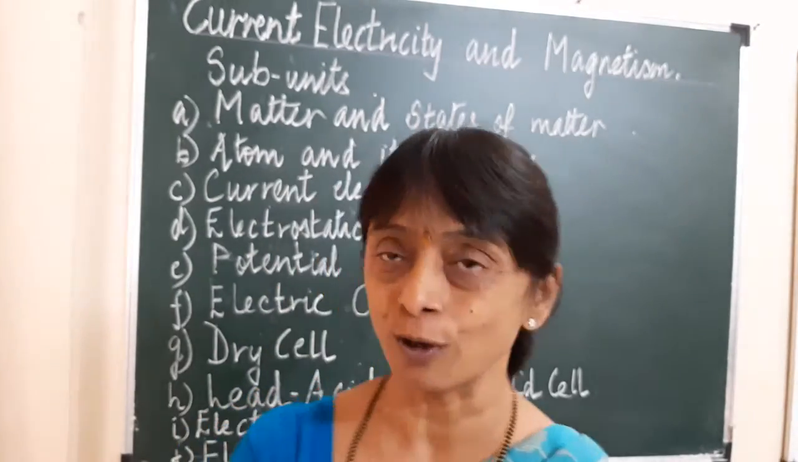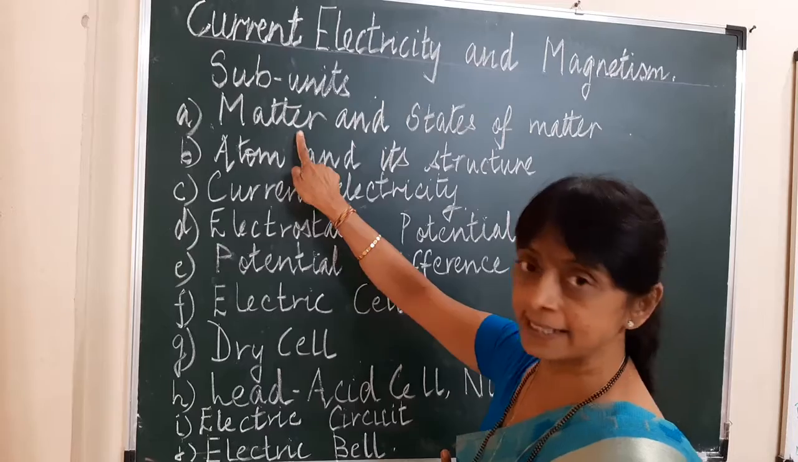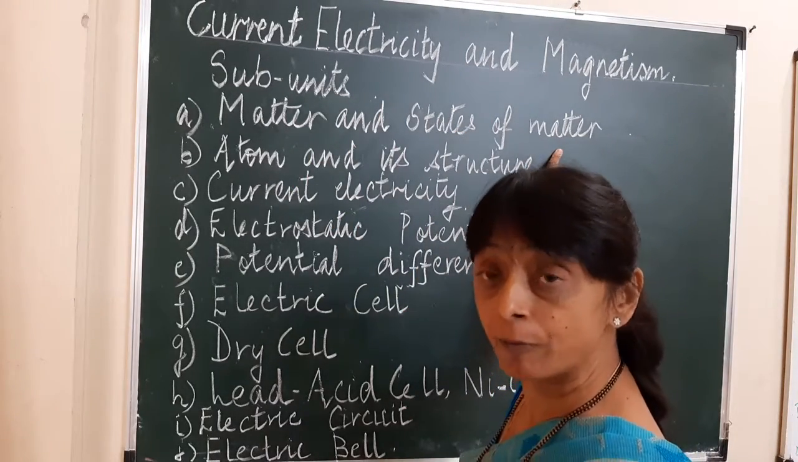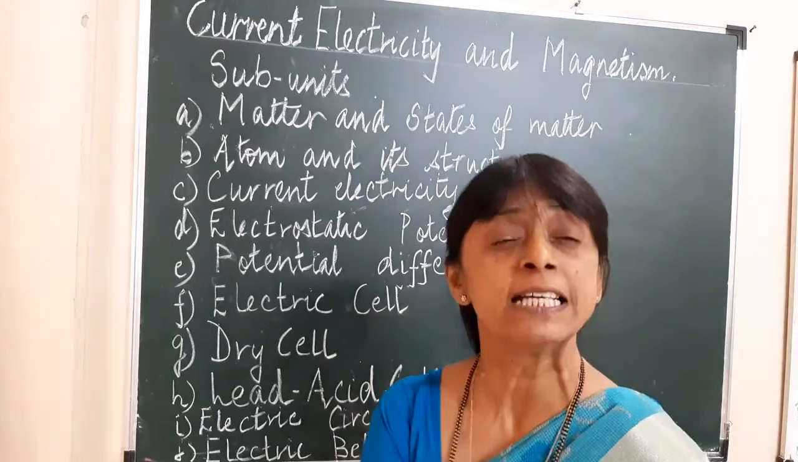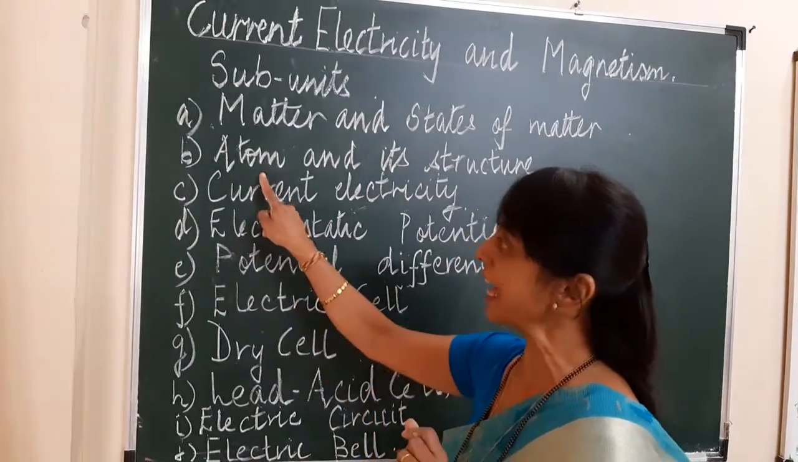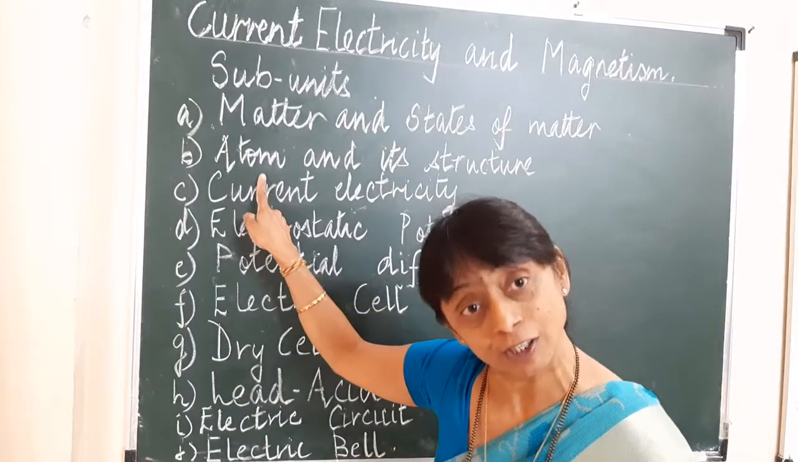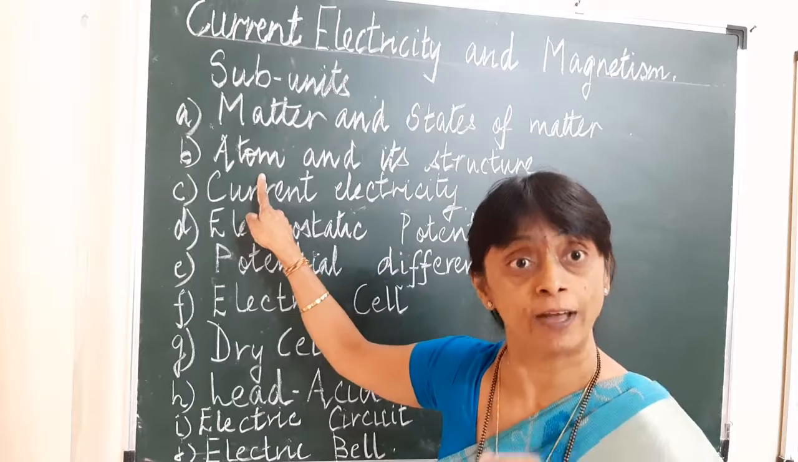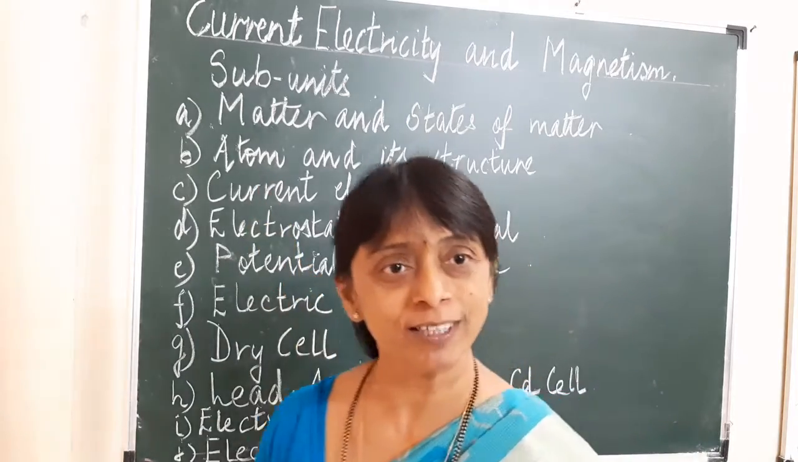Yes children, so now we will deal with matter and states of matter. And what is matter made up of? Matter is made up of tiny particles called molecules and atoms. So let's also understand by presentations what is the structure of an atom. Yes children? Okay.